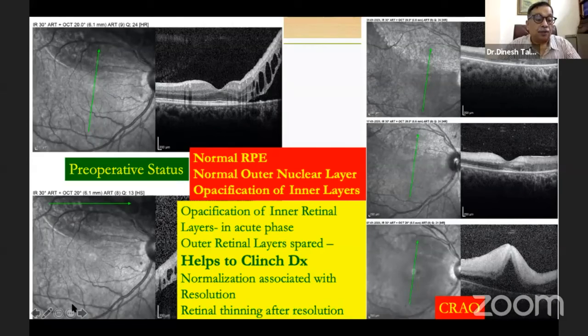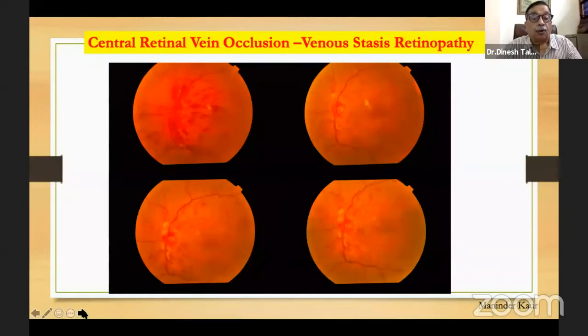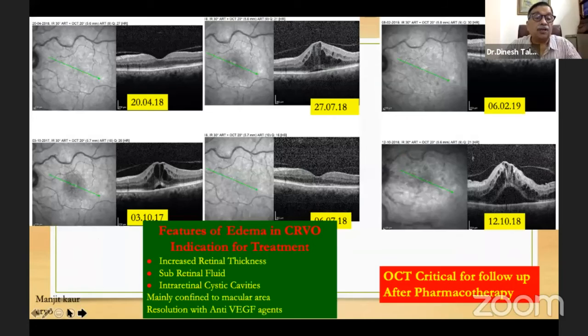So this is how you make a diagnosis. Now, the other important thing is CRVO. If you have CRVO, on the other hand, the patient has macular edema, increased retinal thickness, there could be subretinal fluid, intraretinal cystic cavities, but they are usually confined to the macular area. And you can use this also for assessing response.